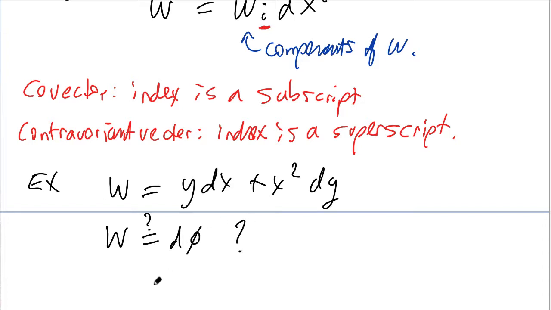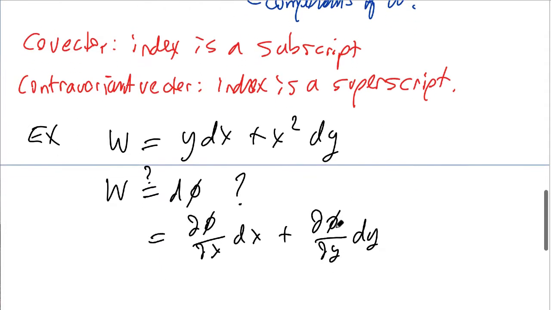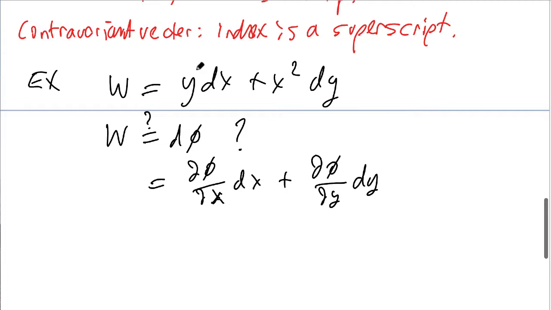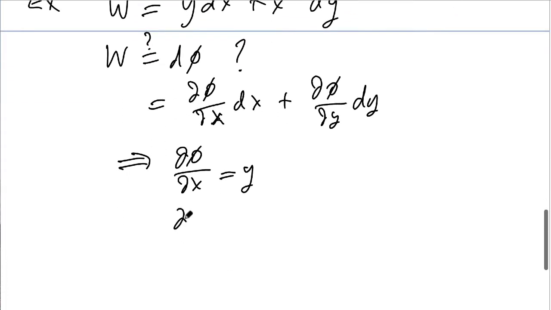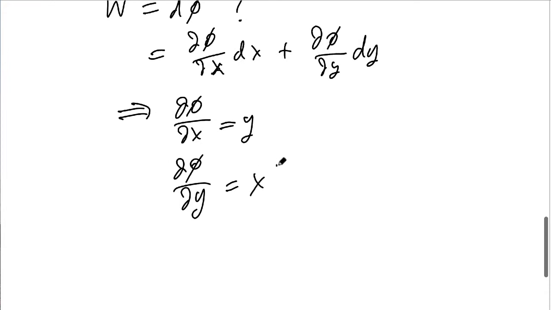Well, if so, then this would be partial phi with respect to x dx plus partial phi with respect to y dy, just using the chain rule. So it must be that comparing these two expressions, we have partial phi with respect to x equals y, and partial phi with respect to y equals the coefficient of dy here, which is x squared. So the question is, is there any function that has these properties? And the answer is no.